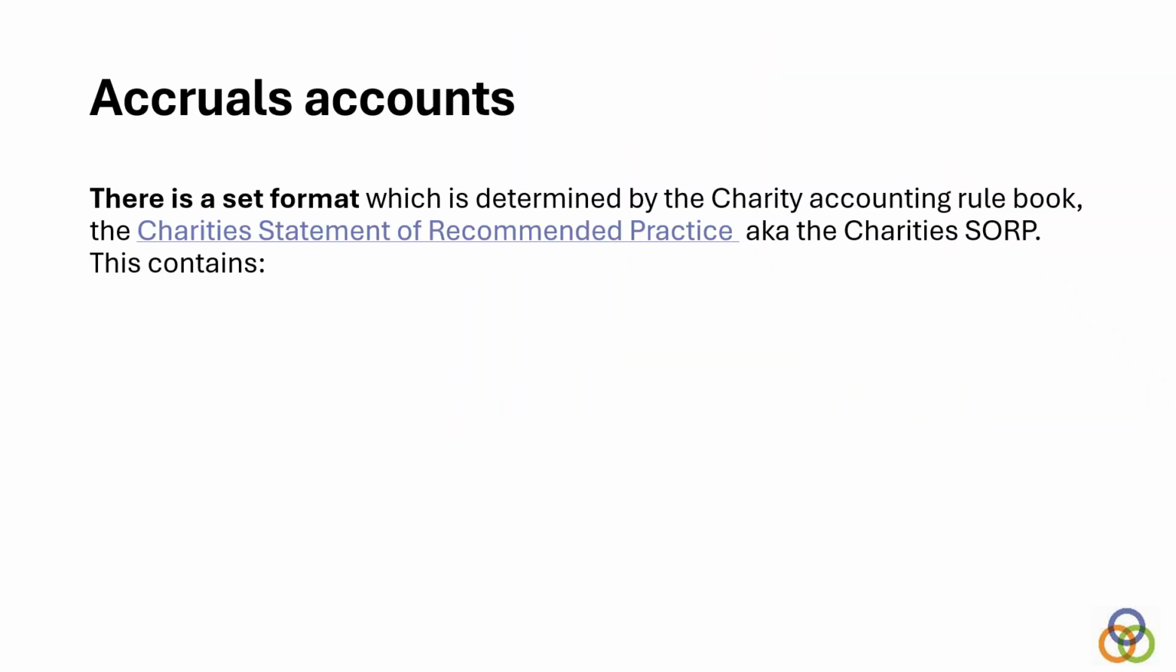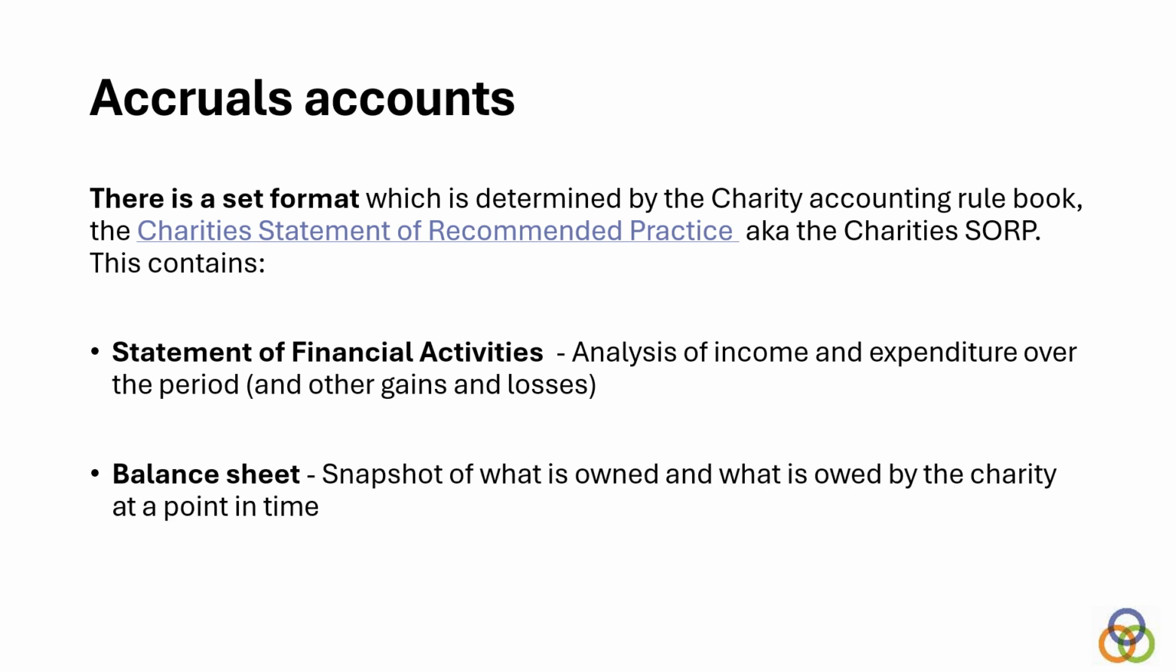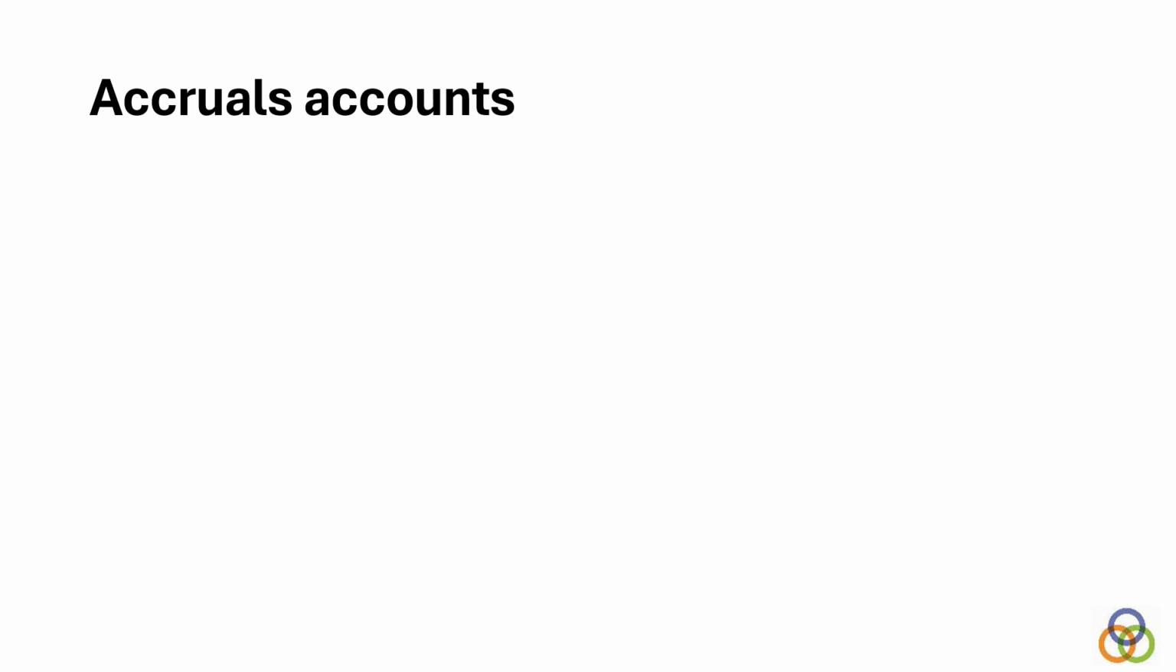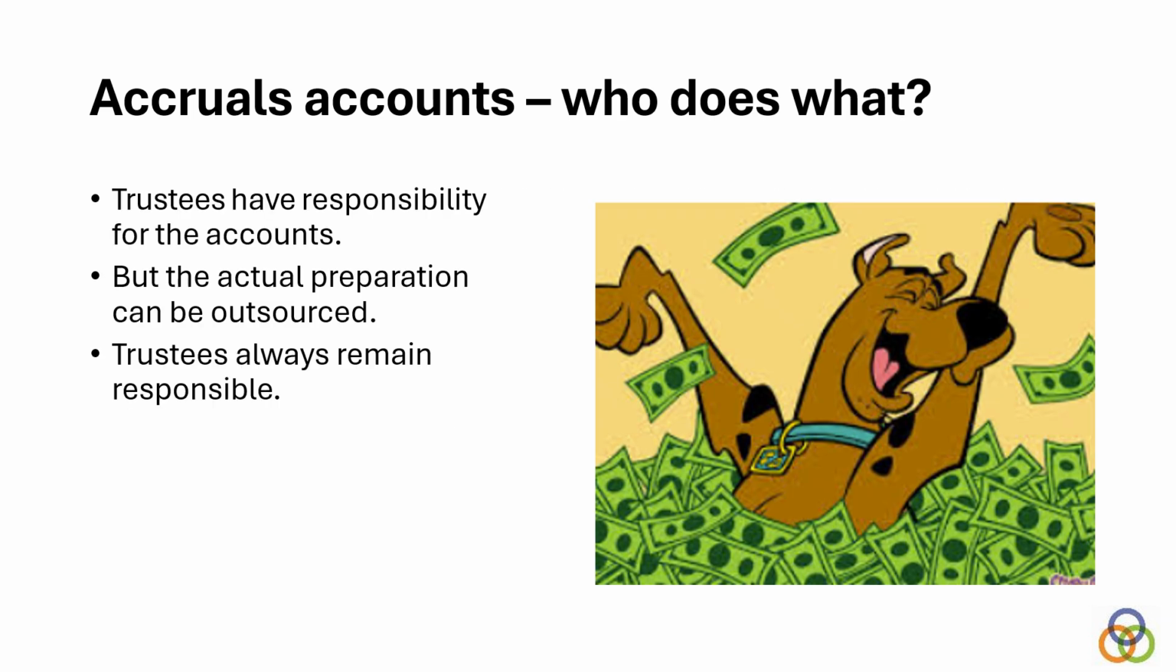Accruals accounts are more complicated. There's a set format which has to follow the charity's SORP. You've got the statement of financial activities, or the SOFA as it's commonly called, which is the analysis of income and expenditure over the period, and a balance sheet, which is a snapshot on one day of time, the last day of the financial year, of what we own and what we owe out. And accruals accounts will also have a cash flow statement and lots of notes in the accounts.